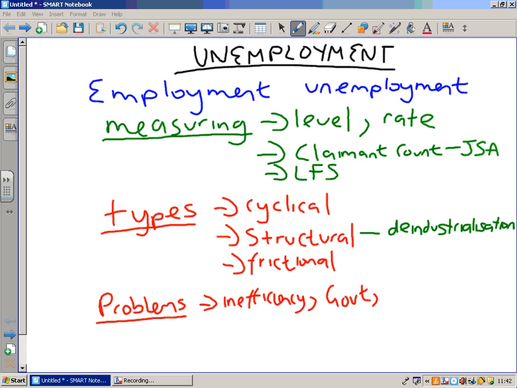Other problems you've got linked to unemployment are what we call hysteresis. This is where unemployment actually creates further unemployment in the economy. As people lose their jobs, business confidence falls, which means they start to cut back on their production, which means more people will lose their jobs.